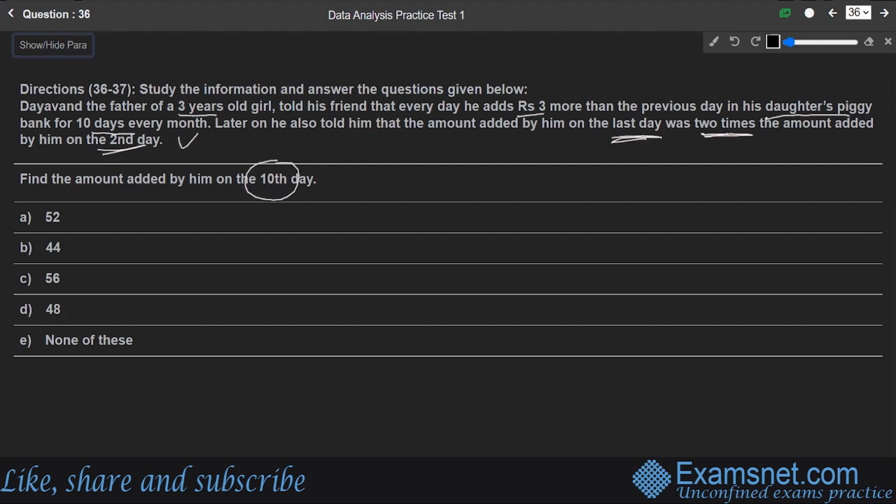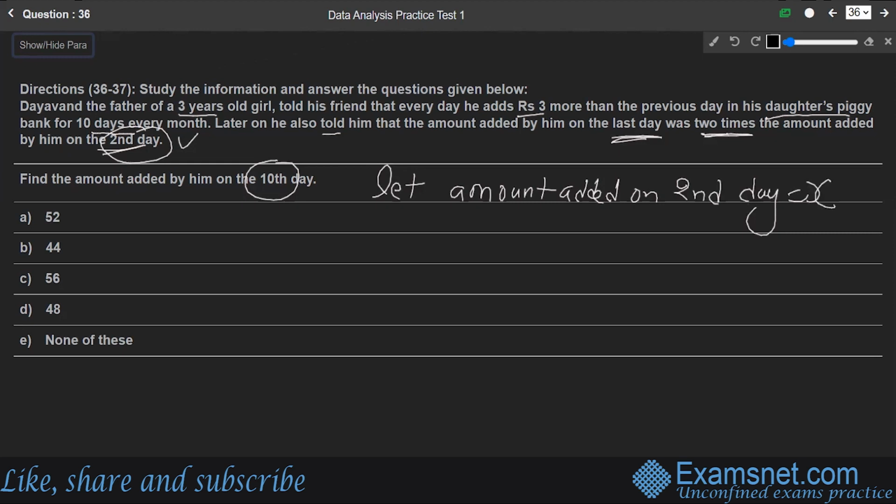So for that purpose, we need to find out the amount added on any of the days possible. So let us assume something. He also told him that the amount added by him on the last day was 2 times the amount added by him on the second day. So let us assume the second day's amount: let the amount added on the second day be x rupees.